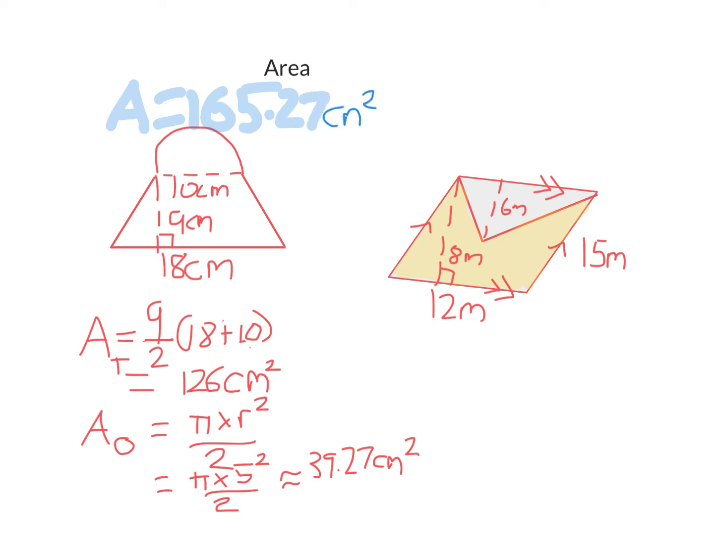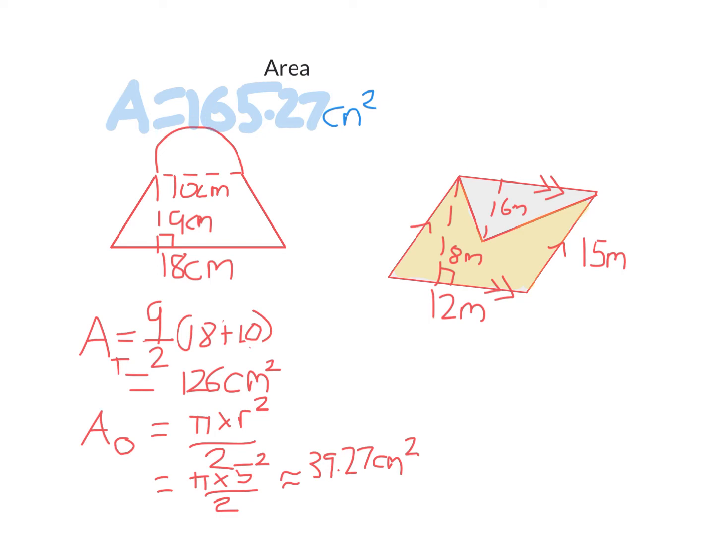So this composite shape over here, I'm going to find the area shaded yellow. So this shape here is like a 5-sided shape. We don't really have a formula. However, what we do know is the area of a parallelogram and the area of a triangle. So I'm just going to find the area of the parallelogram and subtract the area of the triangle.